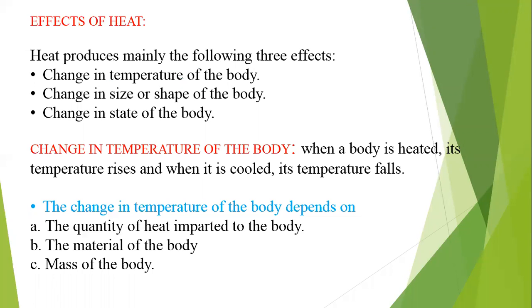Effects of heat. Basically, heat produces mainly the three following effects. Those are change in temperature of the body, change in size or shape of the body, change in state of the body. So let us discuss these three effects one by one. The first one is change in temperature of the body. So what is this? See, we know that when a body is heated, its temperature increases, right? And when it is cooled, its temperature falls, right?